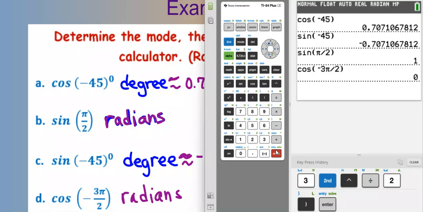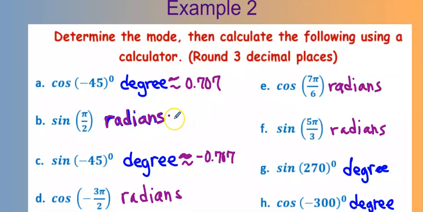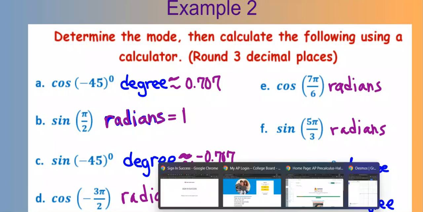So let's put those up there. We're not going to approximate these because they're actual answers. So we have 0, 1, and 0, sorry. All right, so cool, we got that. So now let's go to Desmos real quick, make sure we know how to do both of them.